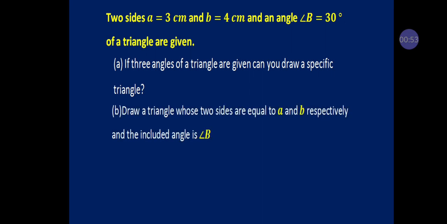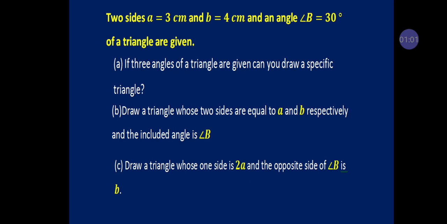The next question is, you need to draw your triangle when angle B is included in between A and B. And the third question is, draw a triangle whose one side is 2A and the opposite side of angle B is small b. Students, this one is going to be very important and we will spend a lot of time with question C. So let us start the solution. But before we begin, I want you to write down the questions in your copy and then see the answers.